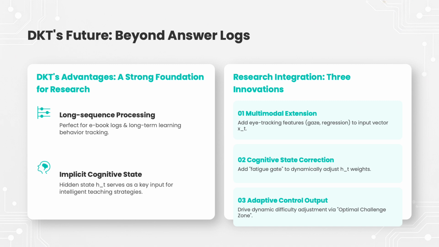Its ability to handle long sequences makes it perfect for rich data like ebook logs. The hidden state itself is a valuable signal of a student's cognitive state. We can extend DKT by adding multimodal data, like eye tracking features, to the input. We can create gates that adjust the model's predictions based on detected cognitive states like fatigue. And we can use the model's output not just to predict correctness, but to directly drive adaptive learning systems, finding the optimal challenge zone for each student.